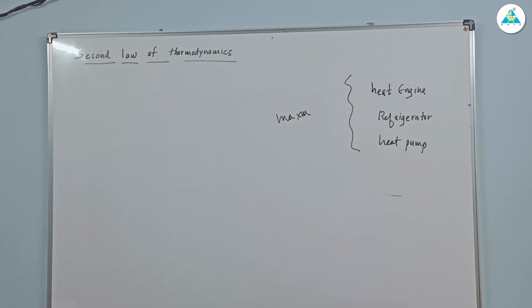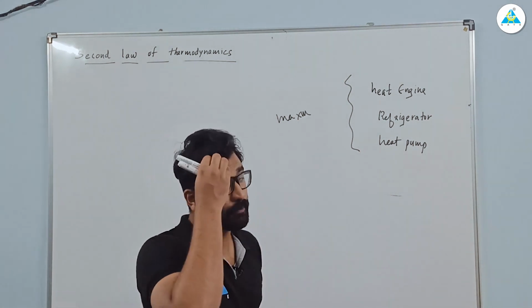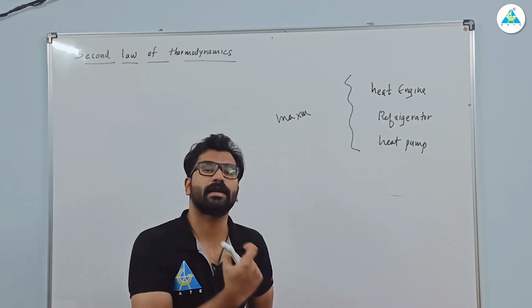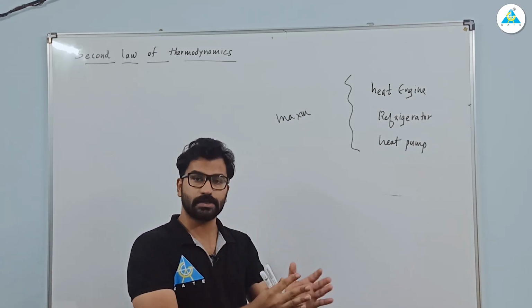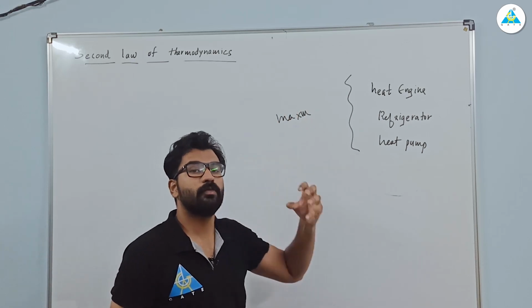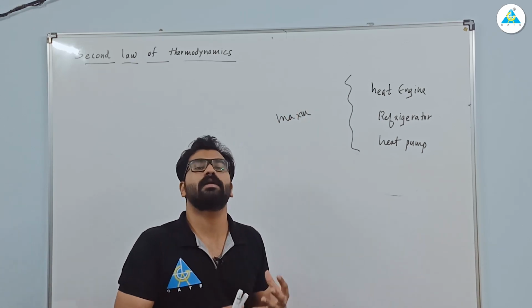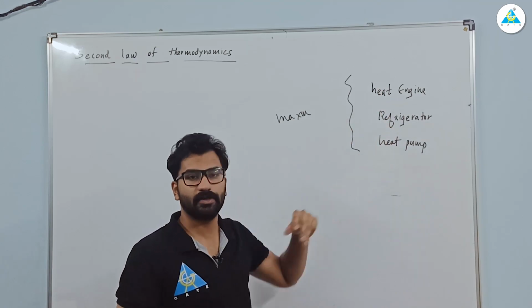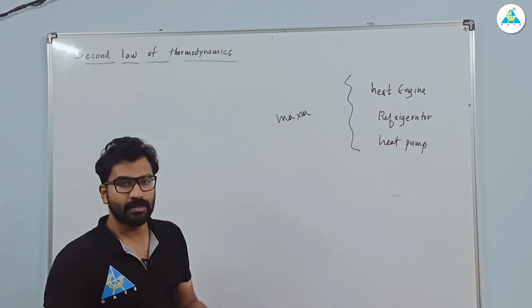Clear? We require the second law of thermodynamics because the first reason is, if a process satisfies first and second law, only then we can say this process will occur. So that is the first point. Second point is, we want to calculate the maximum theoretical capacity of these kinds of equipment.